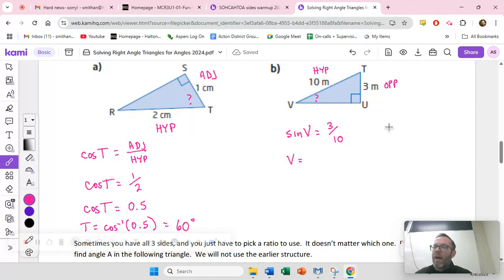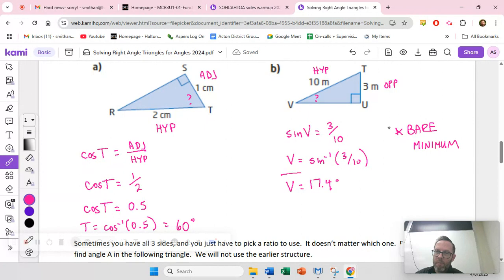Show me what you're putting in your calculator. That would be the inverse sine of 3 over 10 or 0.3. And then show me your answer. This is my bare minimum requirement. Bare minimum of showing some work. You have been warned. Now this one doesn't work out to a nice whole number. Inverse sine of 0.3 to 1 decimal place, about 17.4 degrees.